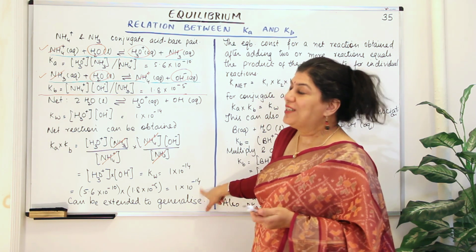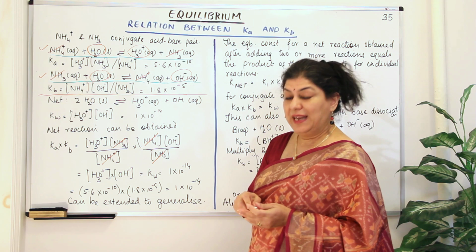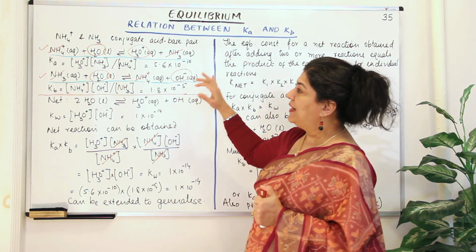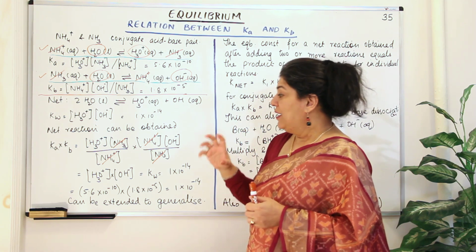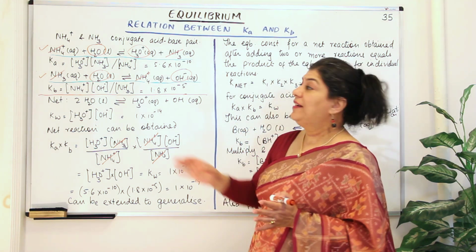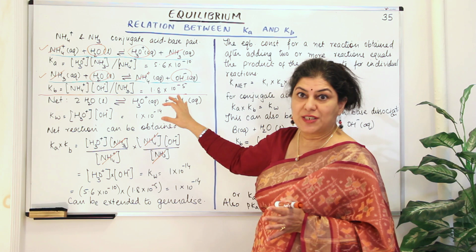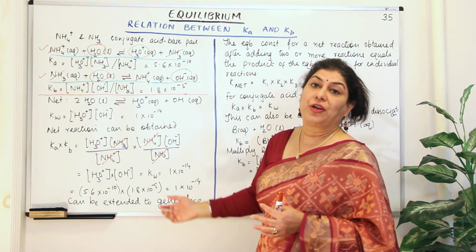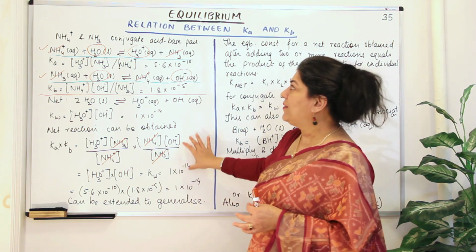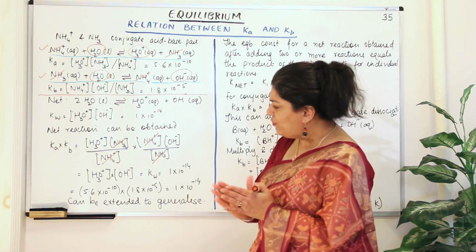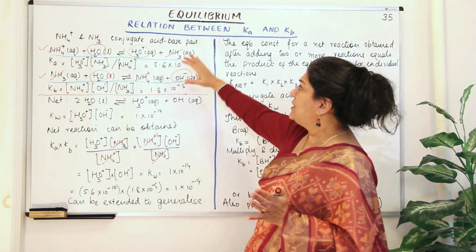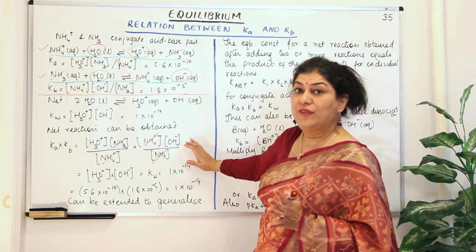So what is the relationship between Ka and Kb? When you have a conjugate acid-base pair, the product of their dissociation constants is equal to the ionic product of water. This is the relationship between Ka and Kb. When you find their product, it is equal to the ionic product of water.